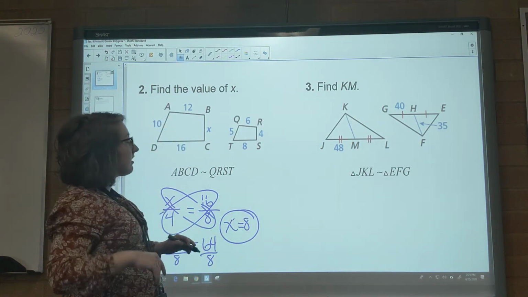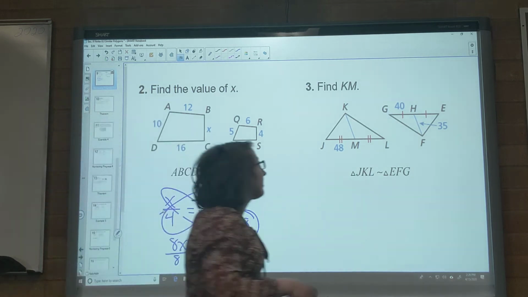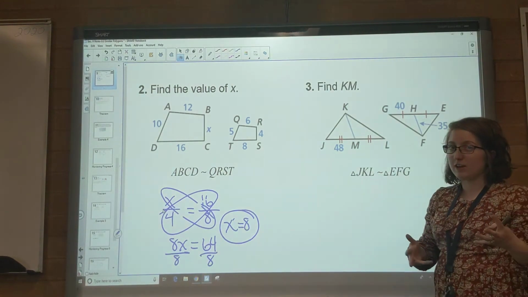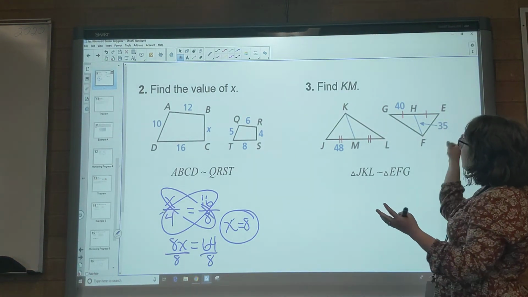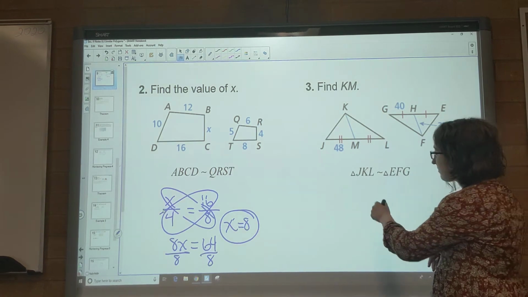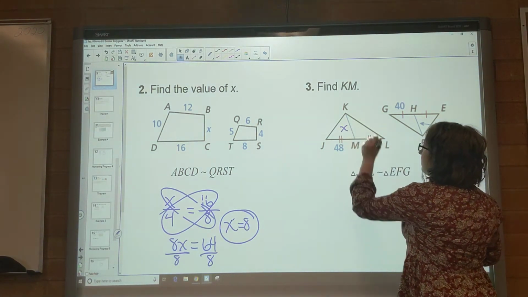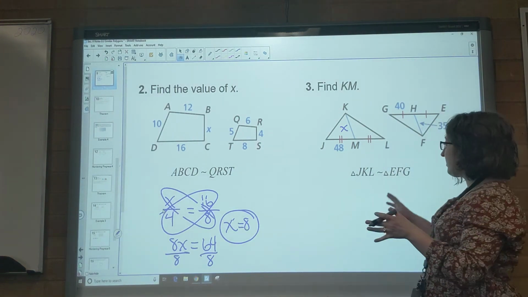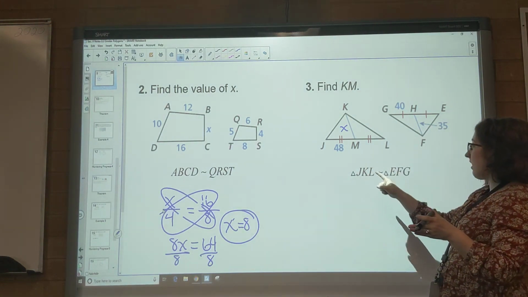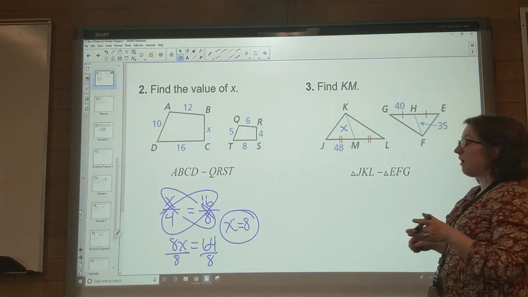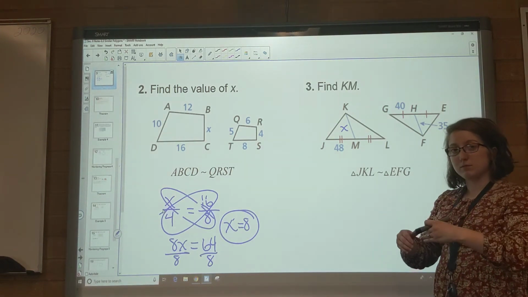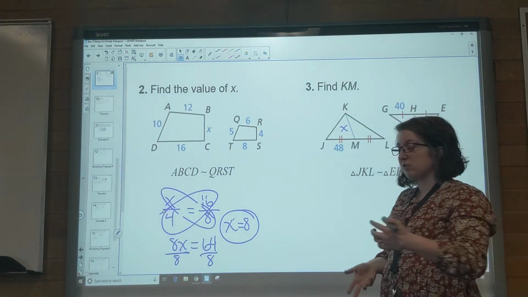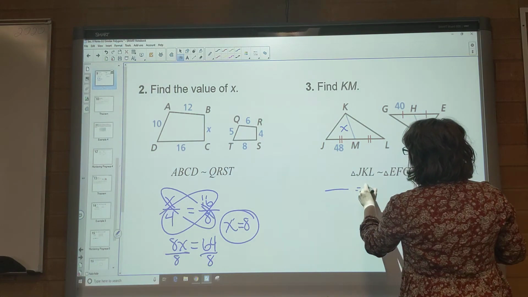Okay, number 3. In number 2 it asks us to find x. In number 3 it asks us to find KM, which doesn't have a letter on it, but we can put one because we don't know. Since there isn't an x on the picture, I'm going to label it x right now. So KM is x. If you look, these triangles are not facing the same way, but it does tell us that triangle JKL and triangle EFG are similar. If we know they're similar, then their sides are proportional, which means we're going to write a fraction equals a fraction.